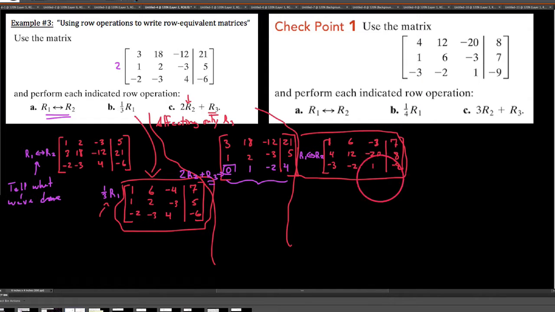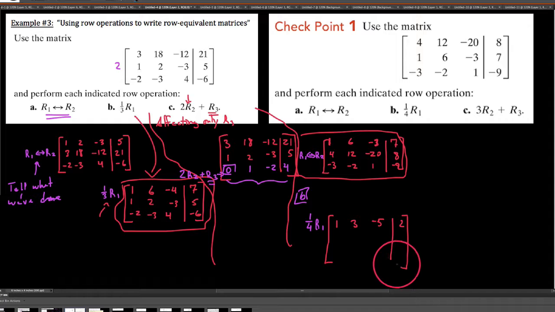Now looking at this second one, we say this is part B right here. And we say 1/4 row 1. We'd better write that next to row 1 since that's the row we're affecting. So 1/4 of 4 would be 1. 1/4 of 12 is 3. 1/4 of negative 20 is negative 5. And 1/4 times 8 would be 2. So all we did was scale that row down by a factor of a 4th. And we get 1, 6, negative 3, 7 here. We also get negative 3, negative 2, positive 1, and negative 9 in the last row.